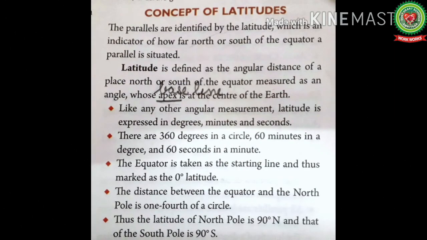So now let's read. The parallels are identified by the latitudes, which is an indicator of how far north or south of the equator a parallel is situated.